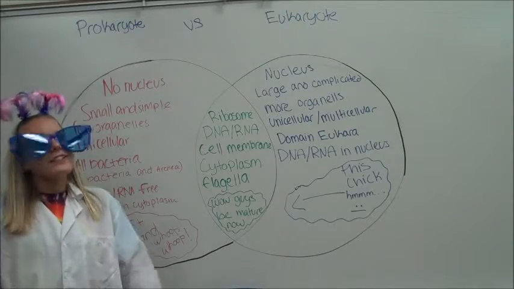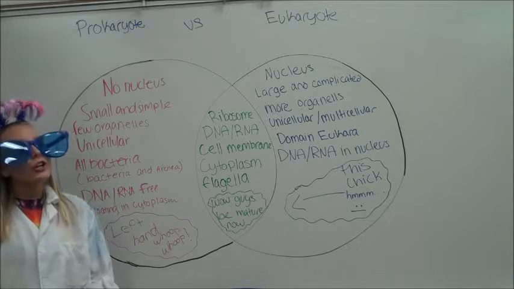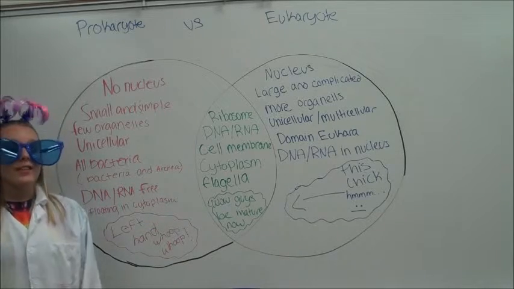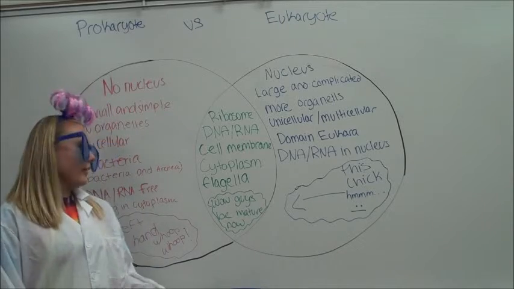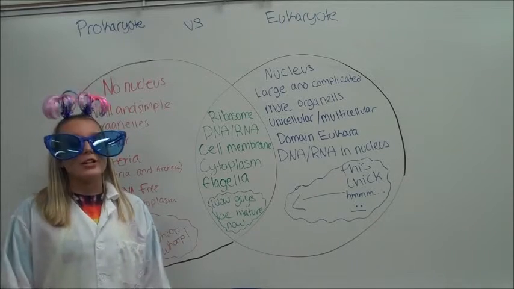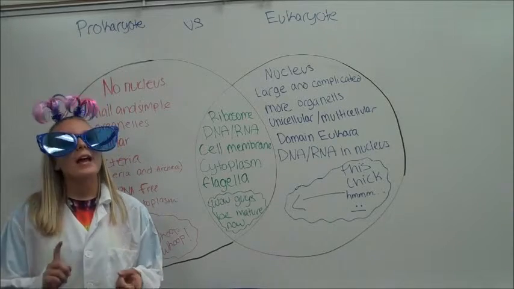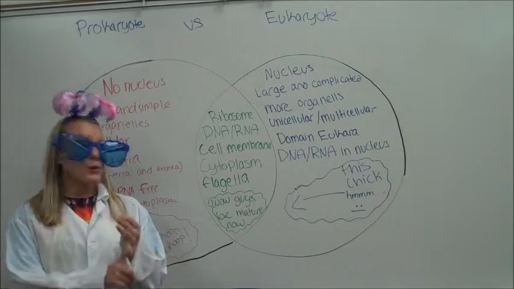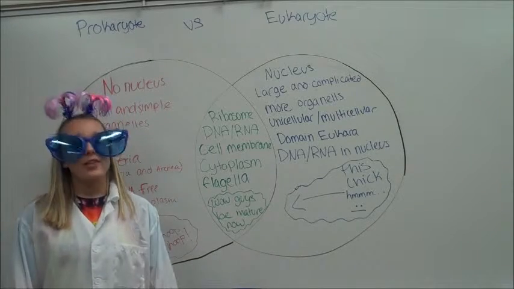Okay, guys, I'm here to tell you about eukaryotes. Eukaryotes have a nucleus, and are larger and more complicated than the prokaryotes. They can be unicellular or multicellular, and they are in domain Eukarya, which has kingdom fungi, plantae, animalia, and protista. Their DNA and RNA is inside a nucleus.